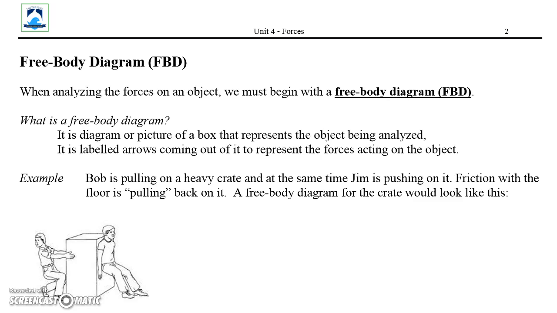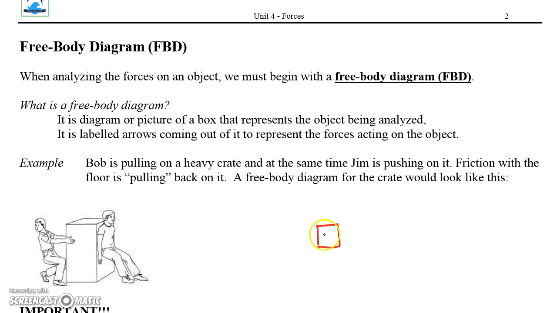A free body diagram is just a basic picture that shows what forces are acting on our object and what directions they go. So we have Bob pulling on a crate and Jim pushing on a crate, and friction on the floor is pulling it back. What would the free body diagram be? A free body diagram is always very simple. It is not drawing a detailed picture. You just draw a simple square, and then you draw the forces that are acting on it from the center of the square.